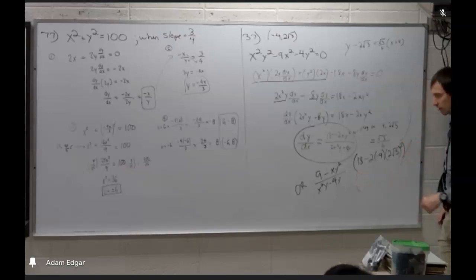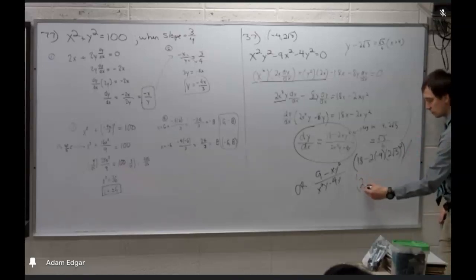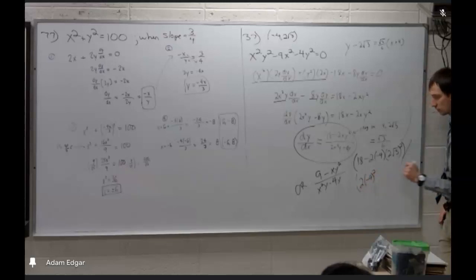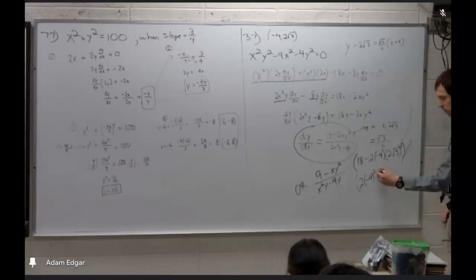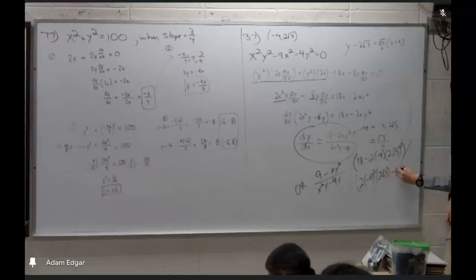Open parentheses, and then 2 times negative 4 parentheses squared, after you close the parentheses on the negative 4, times y, which is 2 root 3. Close the parentheses on the root 3, minus 8 times y, which is 8 times 2 root 3. Close the parentheses on the root 3. Close the parentheses on the whole denominator. So that's what you type in.